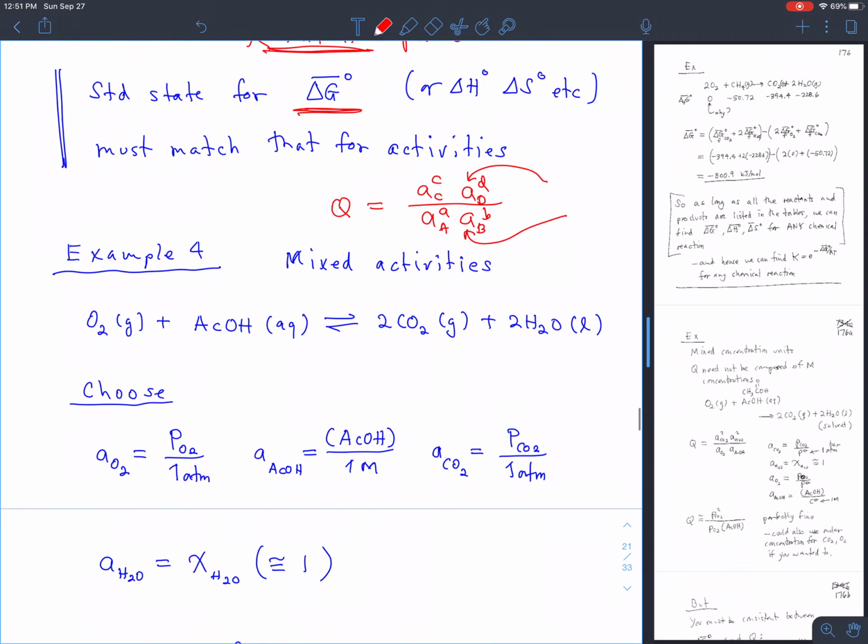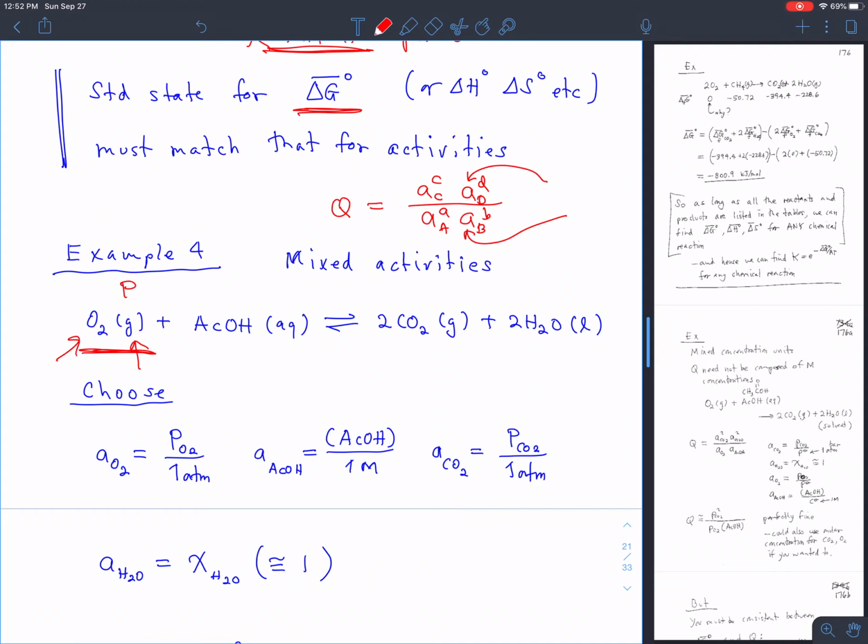So in this particular reaction, we have one reactant that's in the gas phase, right? So the pressure of the O2 is going to be the natural concentration unit, quote unquote, that you're going to want to use. You could use molar concentration for a gas.